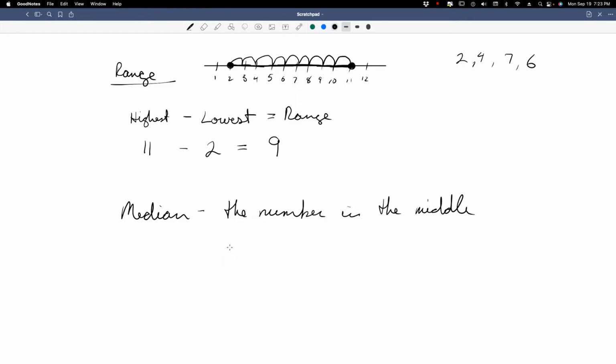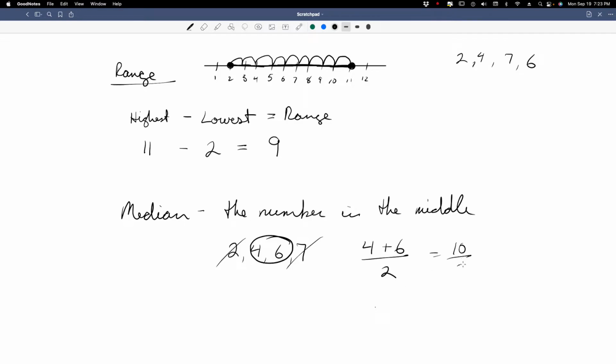Okay, so now we have 4 numbers. So what I would do is I would cross or get rid of numbers on the end until I have 2 numbers in the middle. And I would take those 2 numbers in the middle and add them together and then divide that number by 2. So that would be 10 divided by 2. My median would then be 5.